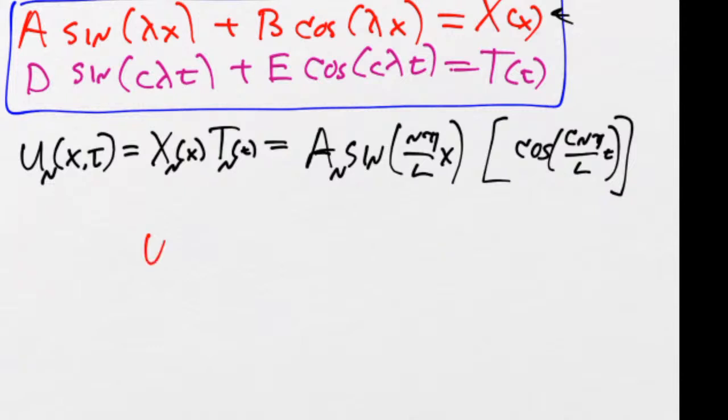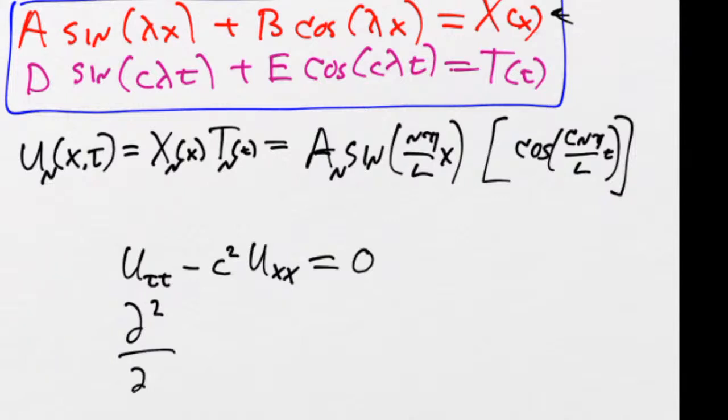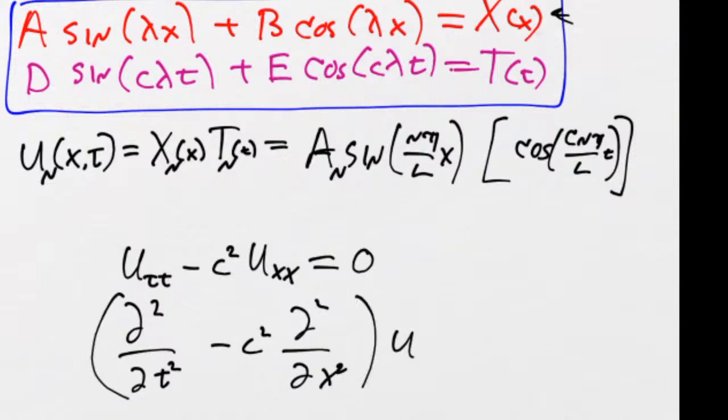So the way I'm going to explain that is, our equation is, whoops, let me do this in black. Our equation is u_tt minus c squared u_xx equals 0, right? So converting this back to differential operator form, I have this minus c squared this, and I'm applying this to the function u.